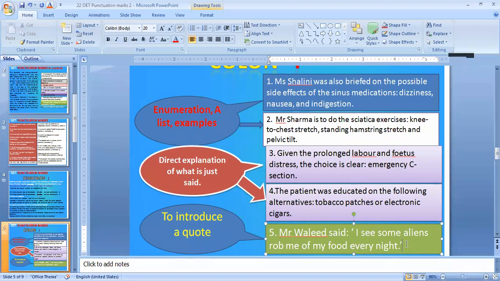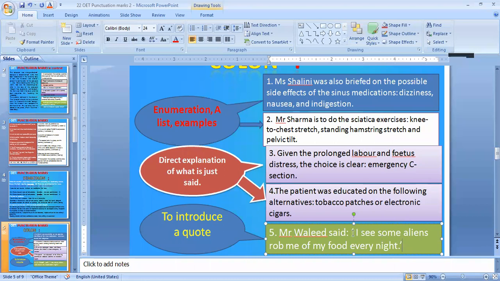So here is Mr. Walid, who has hallucinations, who thinks that somebody from outside is coming and eating his food. So maybe you have to treat him. A bipolar patient, Mr. Walid said, what did he say? I see some aliens rob me of my food every night. That is his problem. So every night, some aliens come and eat his food, poor Walid.